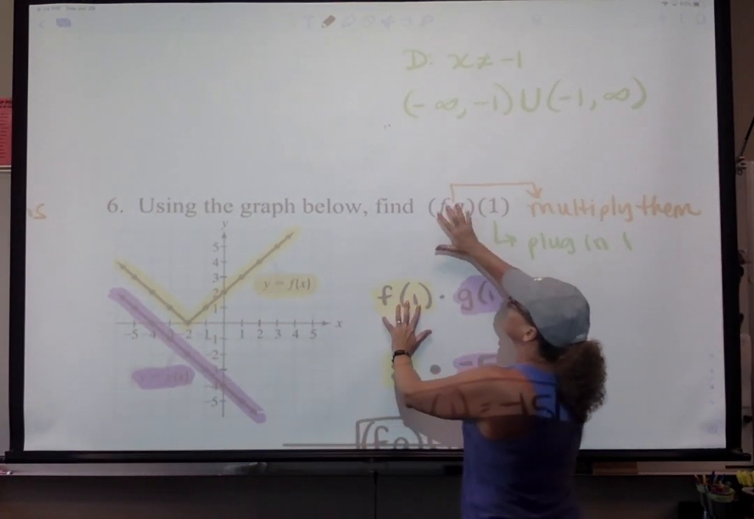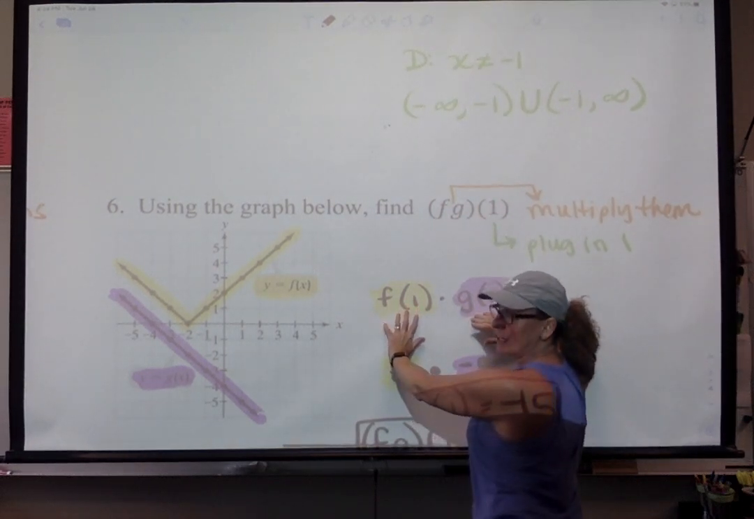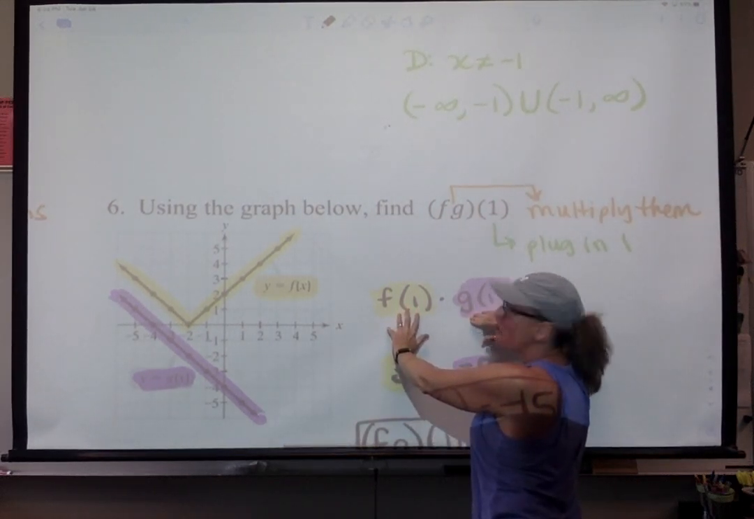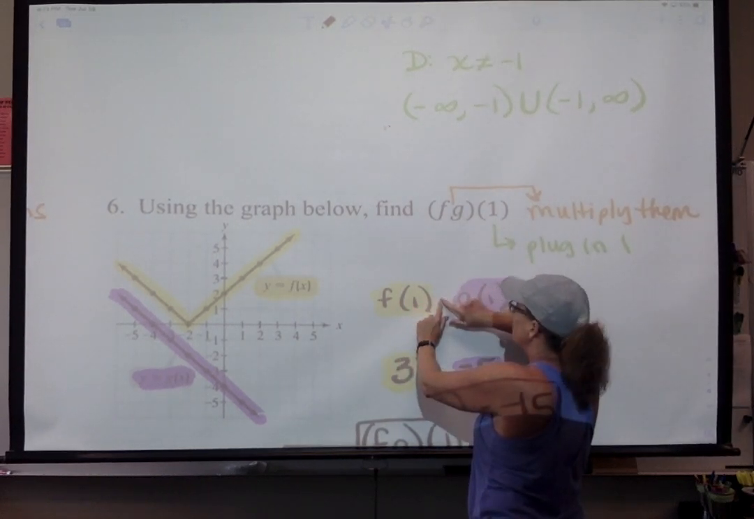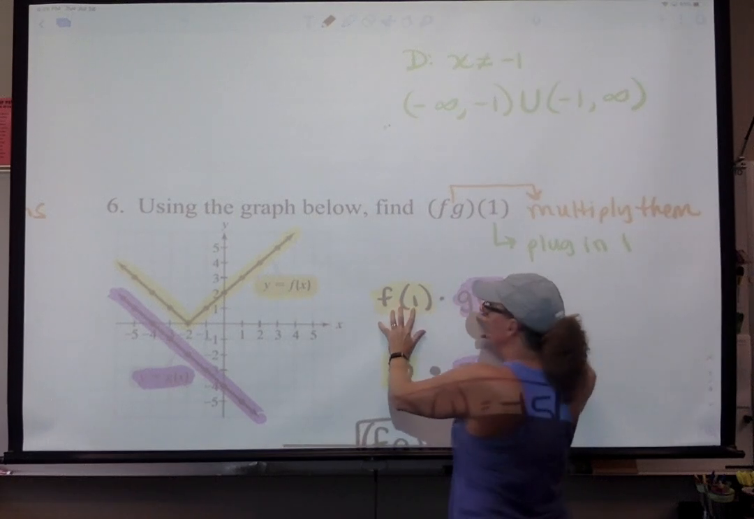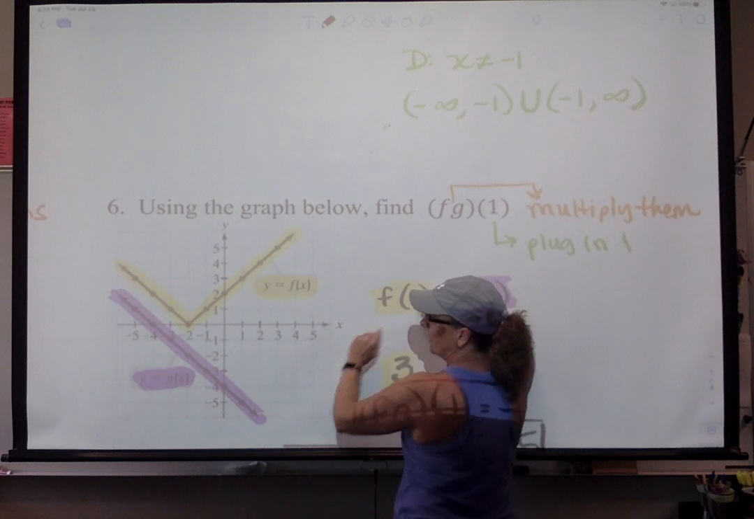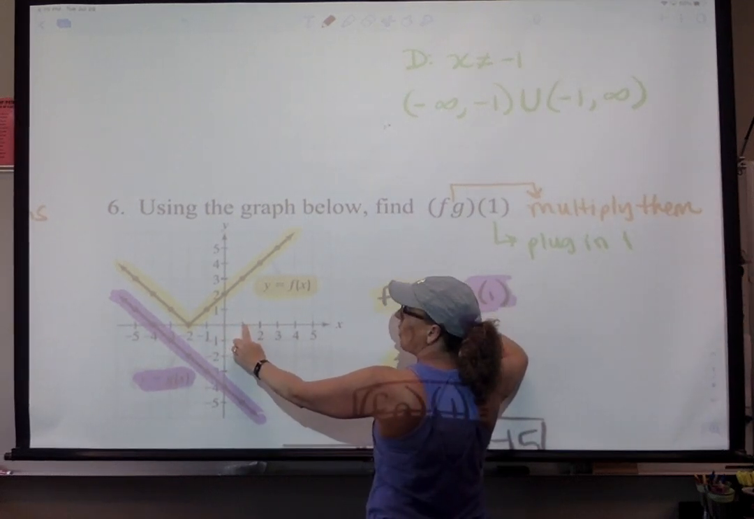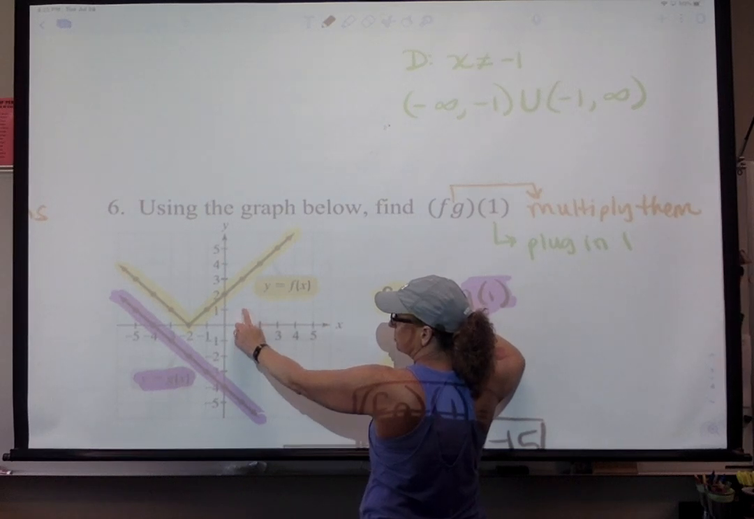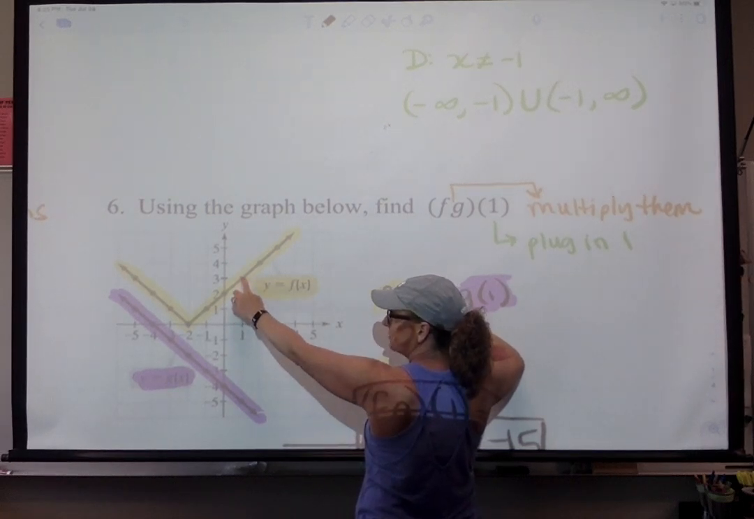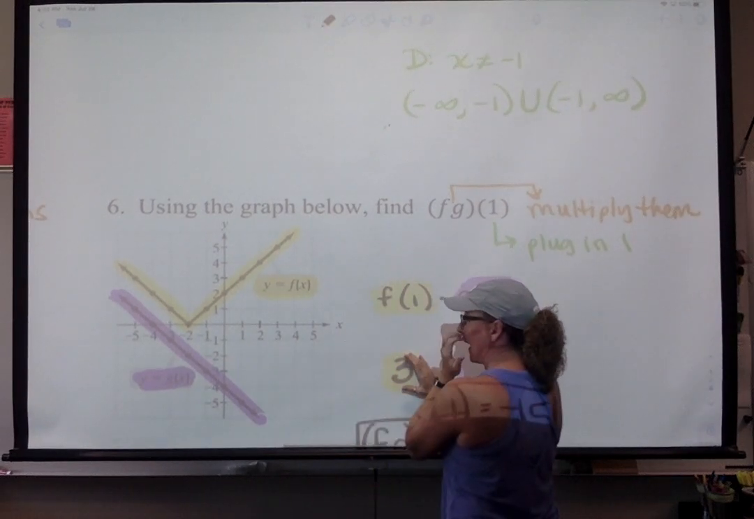Instead of multiplying your functions and then plugging in 1, you can go ahead and plug 1 into each function. Plug 1 into f, and see what you get, times, and plug 1 into g. So, ready? Let's look at f. I color-coded them. It's the yellow one. When x is 1, find what y is. So I'm searching, oh, there it is. Y is 3. So when I plug in 1 to f, I get 3.